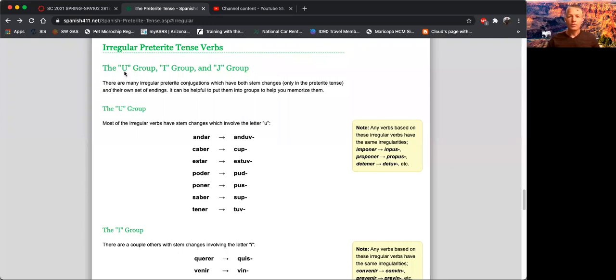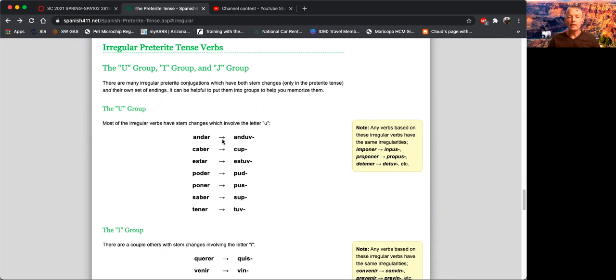Okay, we're going to start with the groups that I was just talking about. We have the U group, I group, and J group. What does this mean? That means that each one of these groups has special stems that you need to memorize for now. And we have given you Quizlet practice for that. The U group is comprised of the following verbs. And the reason why they're called U is because their stems have a U in them.